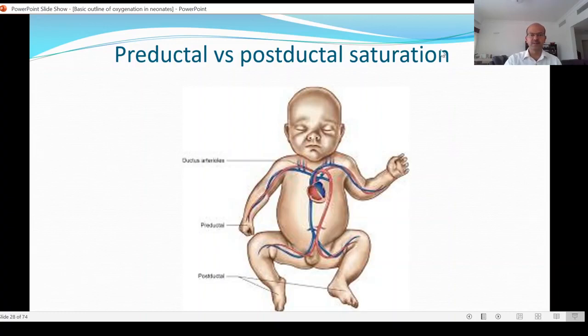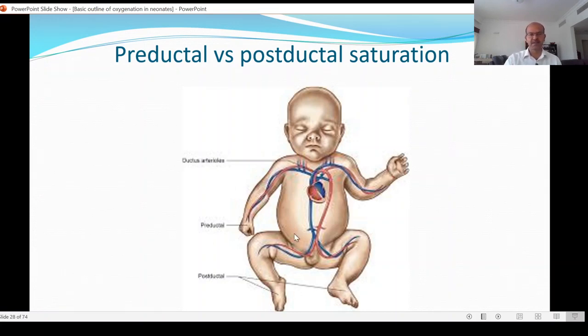The ductus arteriosus is basically connecting the descending aorta with the left pulmonary artery, and this blue vessel is the ductus arteriosus, and this is joining obviously after the left subclavian originates, but sometimes it's almost at the same level. So the left upper limb may or may not be preductal or postductal. It's difficult to predict. So we use the right upper limb as the preductal and the lower limbs as the postductal.